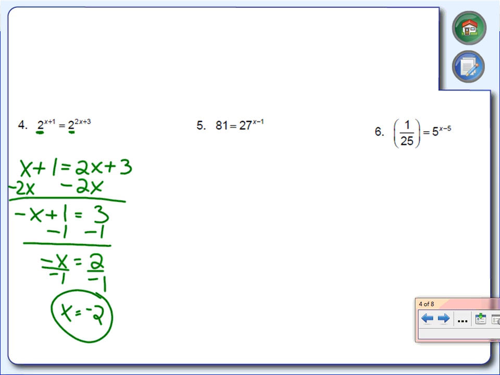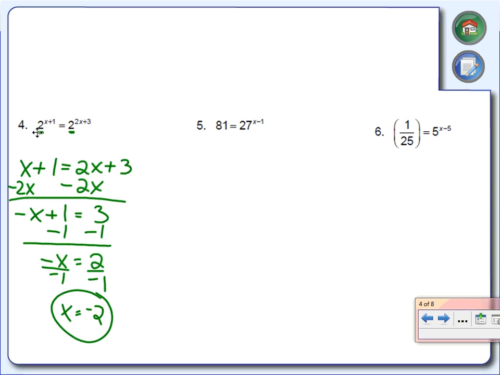And again, I could do the same thing I did with number 1. Take that negative 2, substitute it in for the x, and the left side of the equation should equal the right side of the equation. So these first two that we looked at, pretty easy because the bases were already the same. But what if they're not the same?